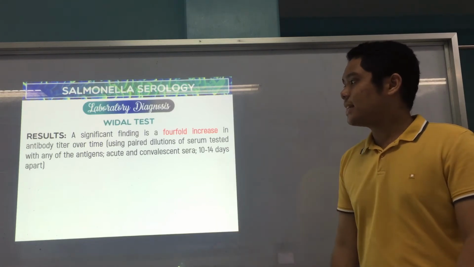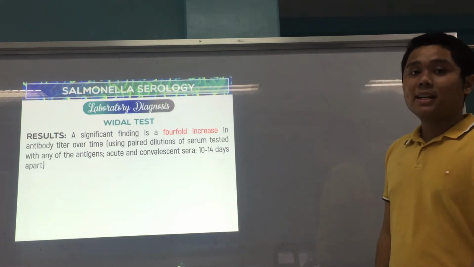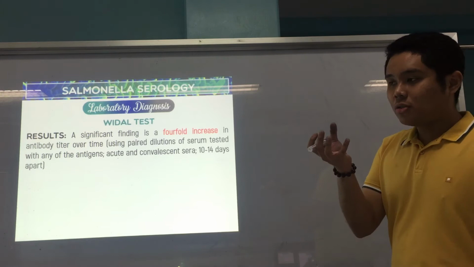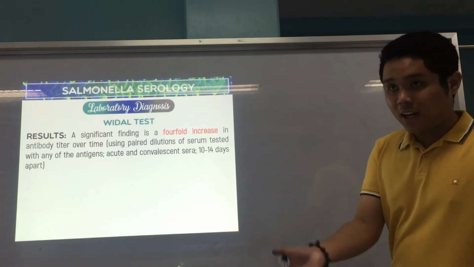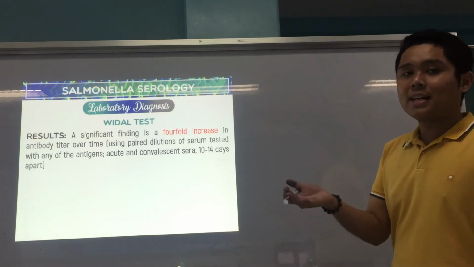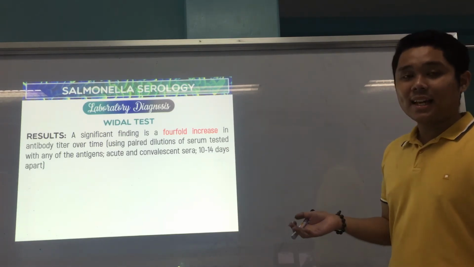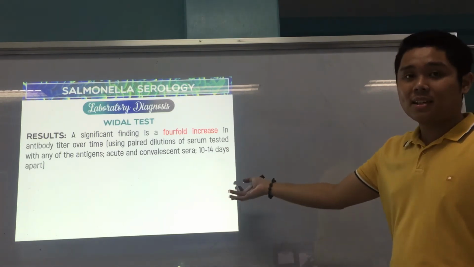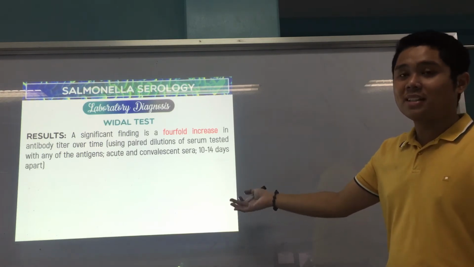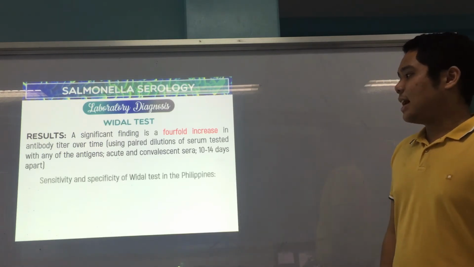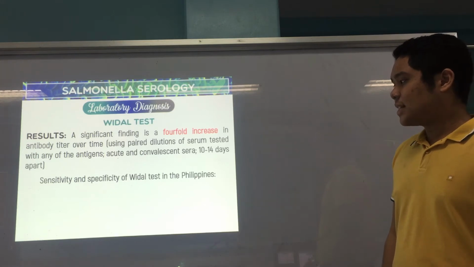So, 10 to 14 days apart. So, you're looking for antibody titer. Okay, so you test the patient sample on the acute phase of infection, and then after a few days, you extract your patient sample and test it in the convalescent period. Okay, alright.